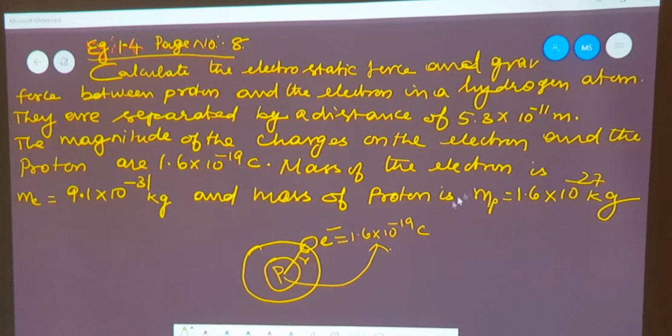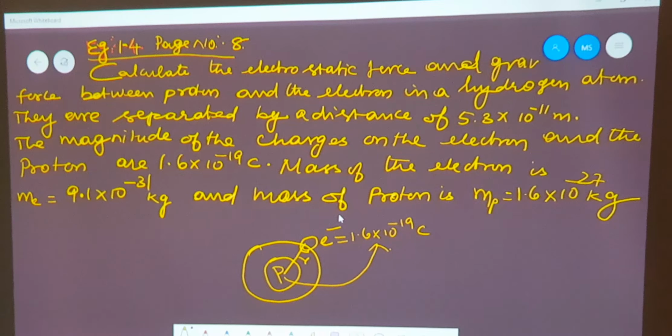And the mass of the electron is 9.1 into 10 to the power of minus 31 kilogram, and the mass of the proton is 1.6 into 10 to the power of minus 27 kilogram. You are asked to calculate the electrostatic force between the proton and electron, and also you are asked to calculate the gravitational force using the universal law of gravitation.